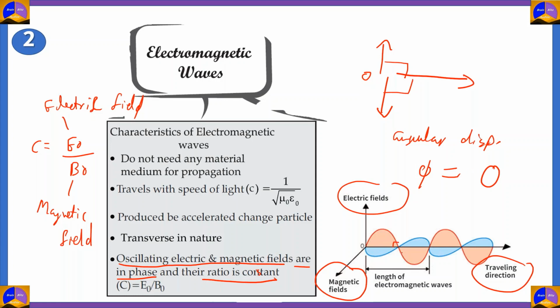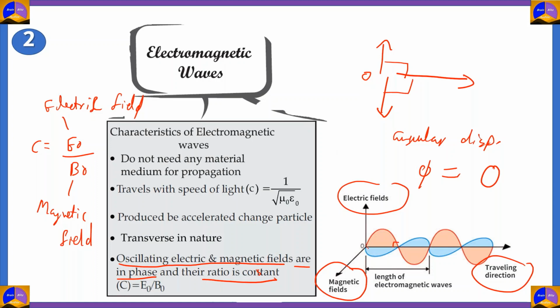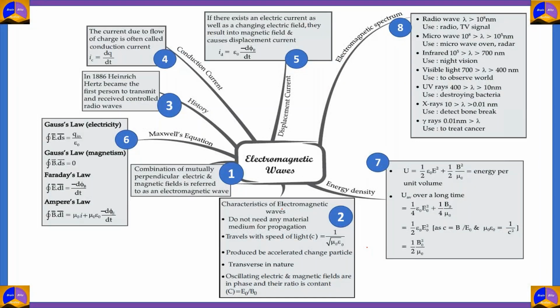So if you see the graph for electromagnetic waves, you'll notice that when E0 is equal to 0, the value of B0 is also 0. And as it moves on increasing, the magnetic field also increases. And when the electric field decreases, the magnetic field also decreases. There is no phase difference between electric and magnetic fields. So that's the overview of characteristics of electromagnetic waves.